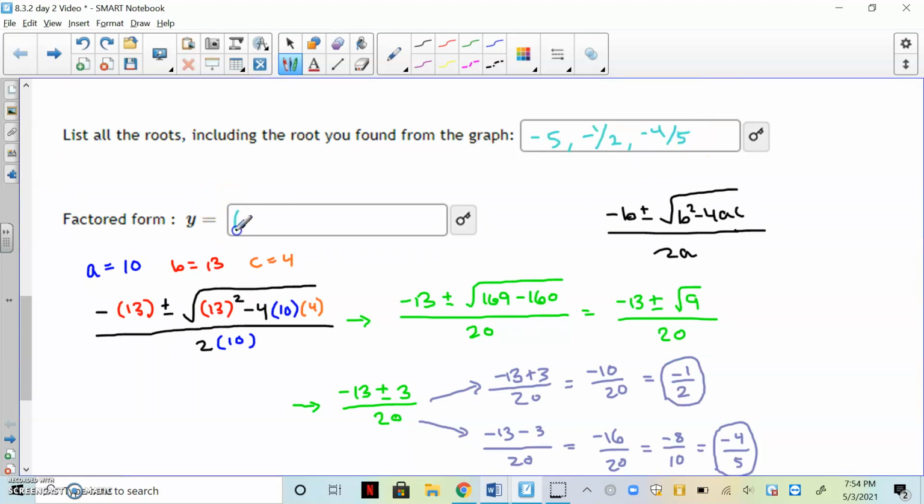So in factored form, my final answer will be x plus 5, that's from the negative 5, x plus 1/2, from my negative 1/2, and x plus 4/5, and of course, that's from my negative 4/5. And that is it. That's how you do the problem on my open math.